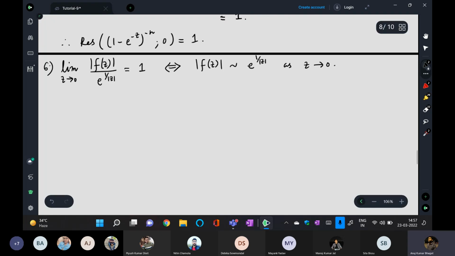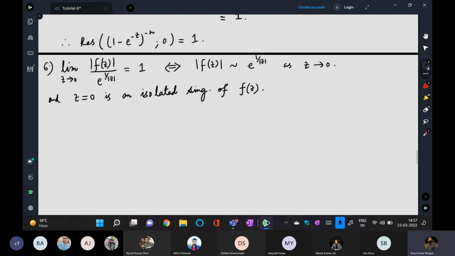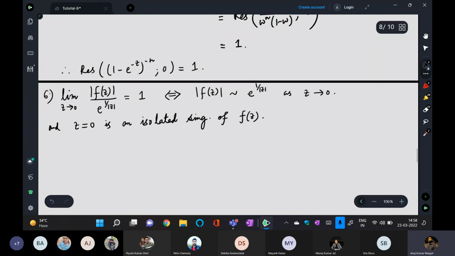Now question में क्या बोला है, that 0 पे क्या है, isolated singularity है, right, and z equals to 0 is an isolated singularity of f(z). isolated बोला है, हाँ isolated ही बोला है, right. Okay, so what was the question? Let me read the question, just a minute.